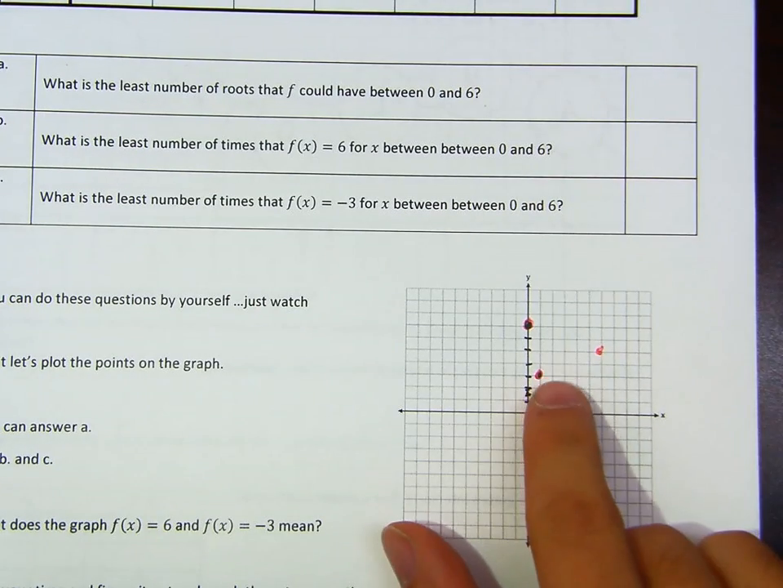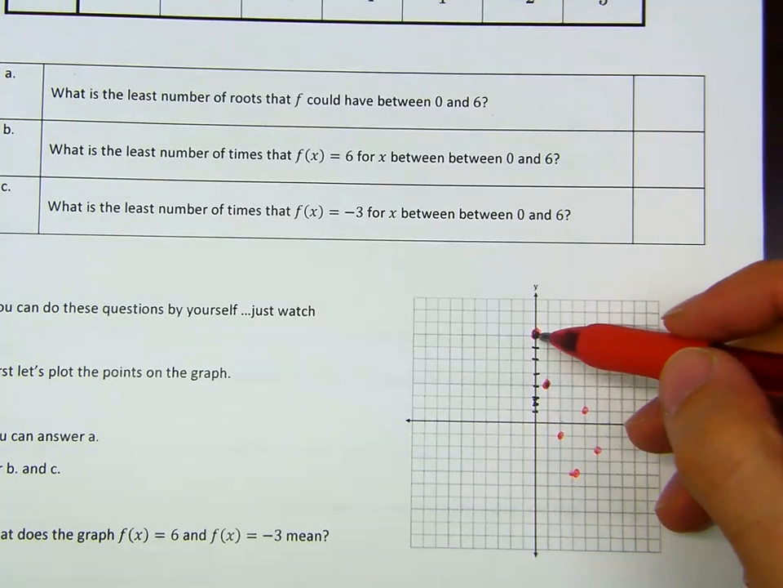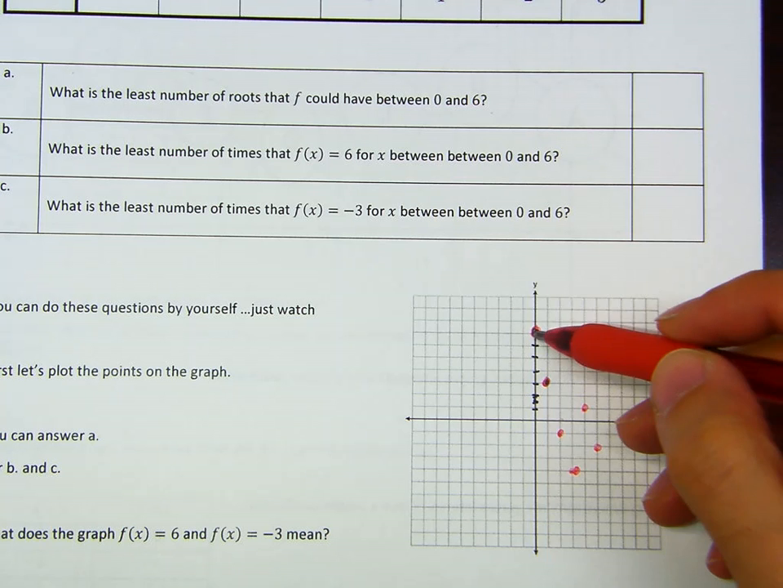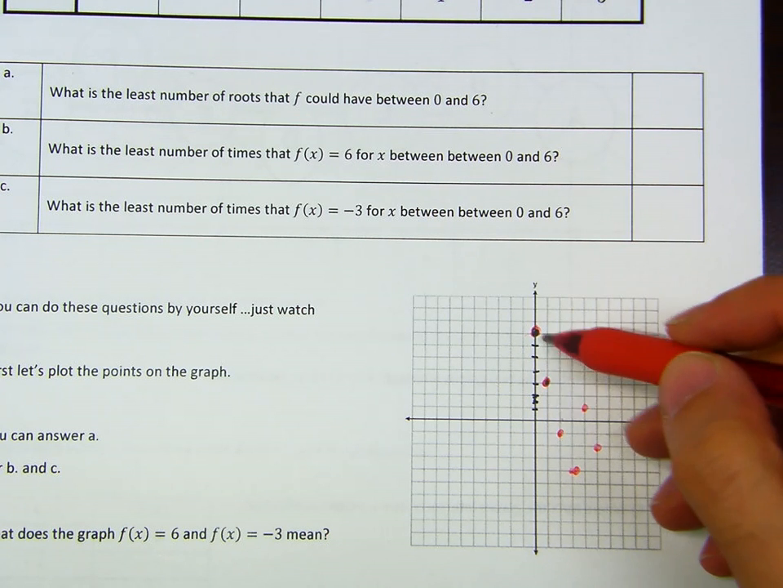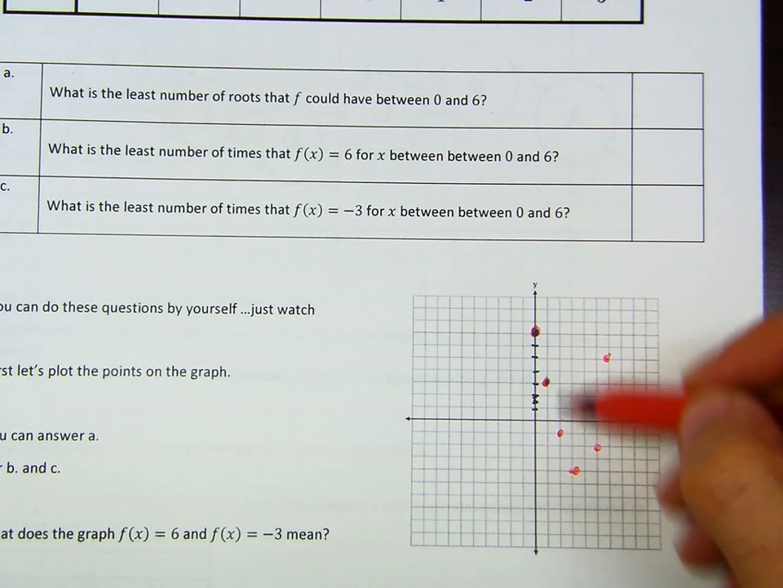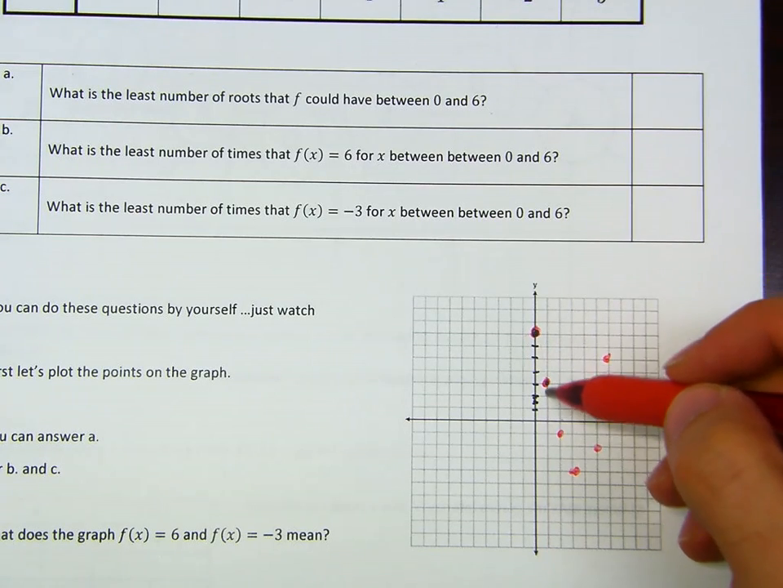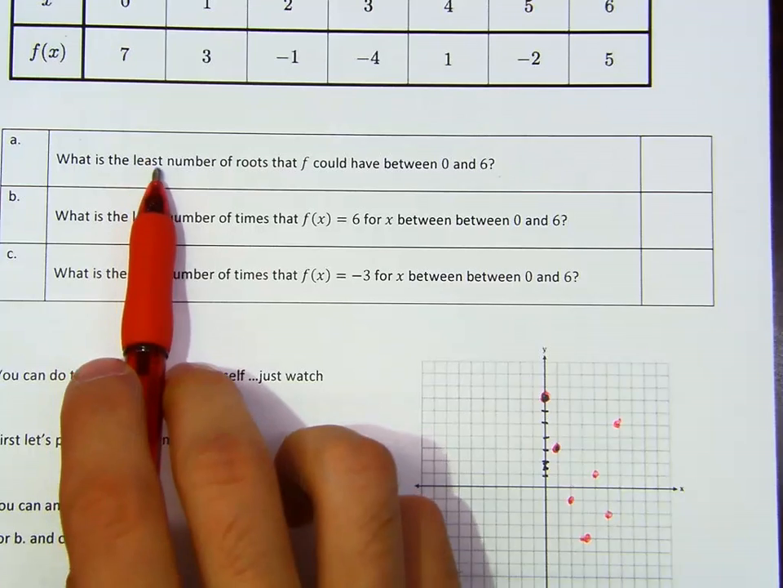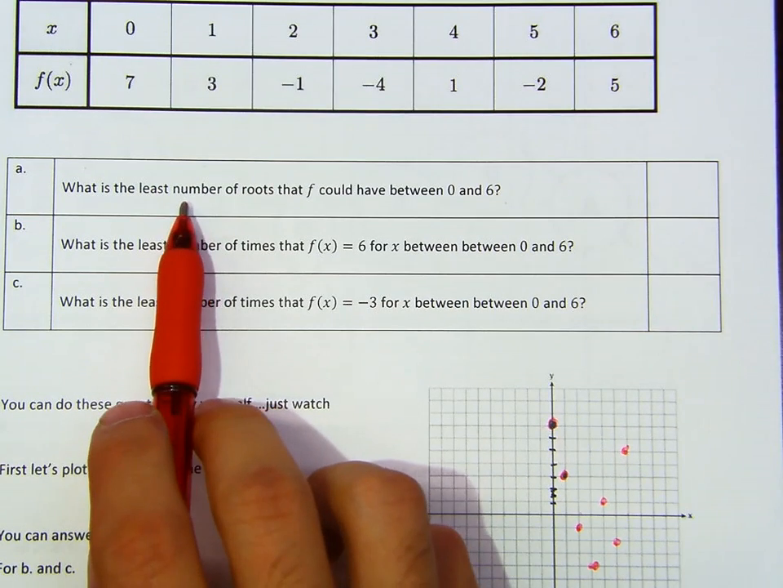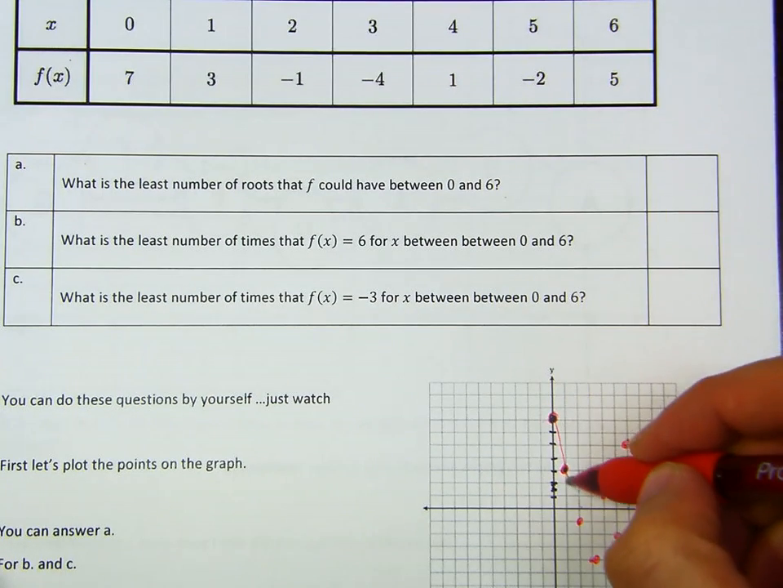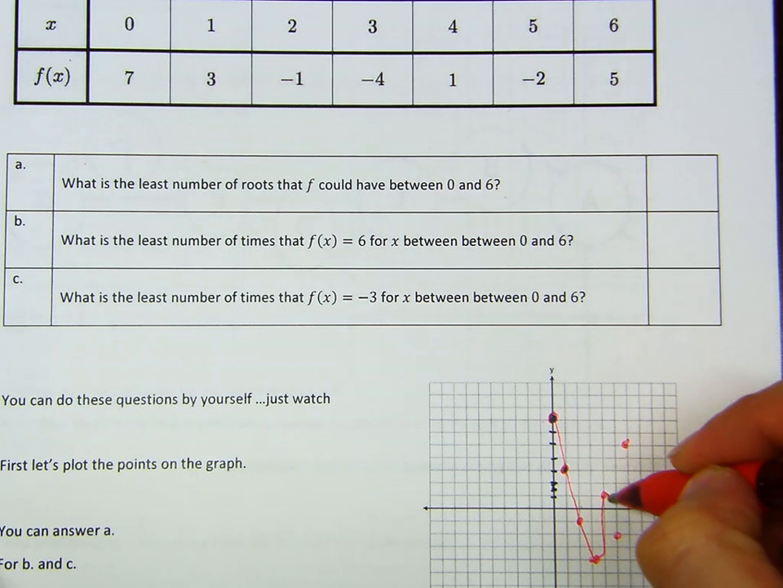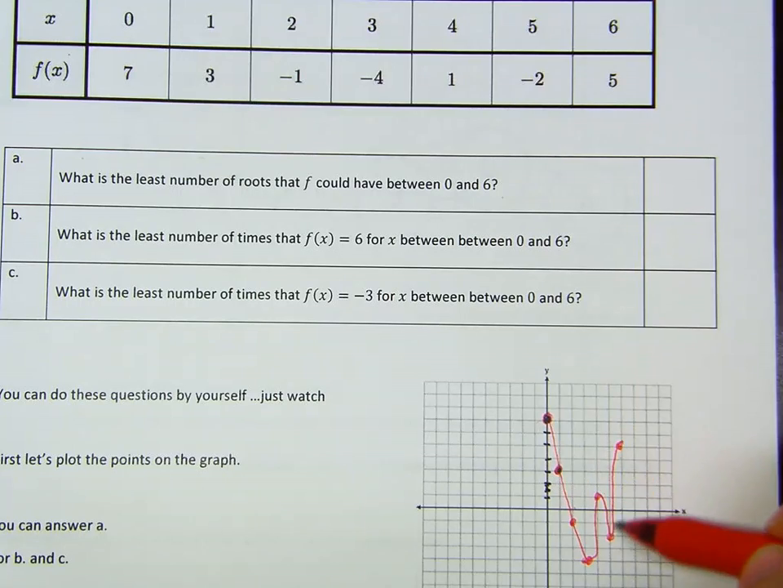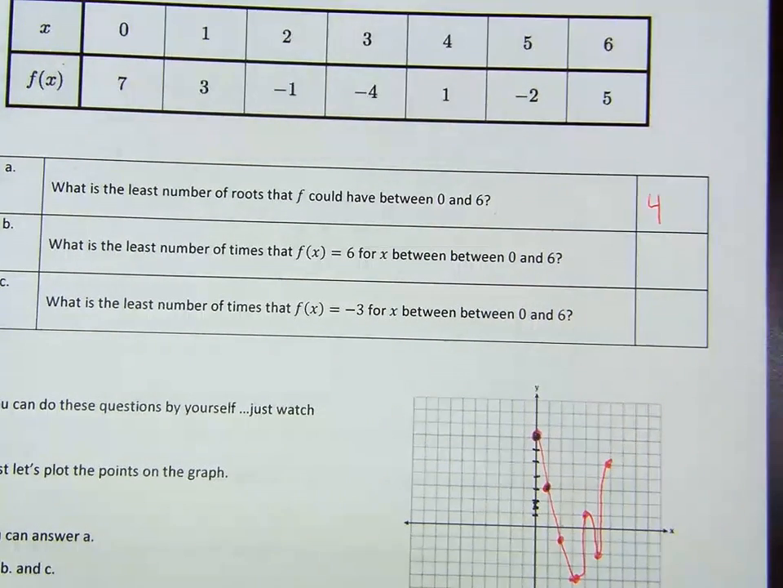Notice that all we know is that from here to here, there's a connection. The graph could look like this, or like that, or like this. We don't know what it looks like, but we know they're all connected. So the question is, what is the least number of roots this must have? Notice that it has to hit at least once, twice, 3 times, 4 times. It has to hit at least 4 times.